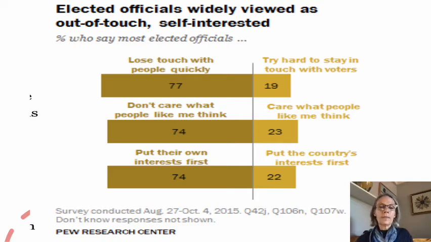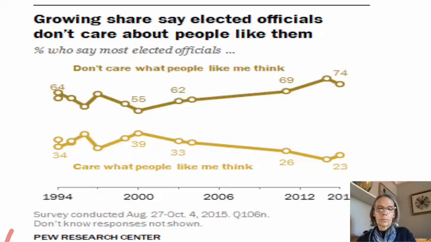A much lower percentage said that they feel that elected officials try to stay in contact with the people they're representing. 74% said that they didn't think elected officials care about what people like me think, and 74% said that elected officials put their own interests first. All of that is an indication of a low sense of political efficacy. Basically, people don't think that their elected officials listen to them.